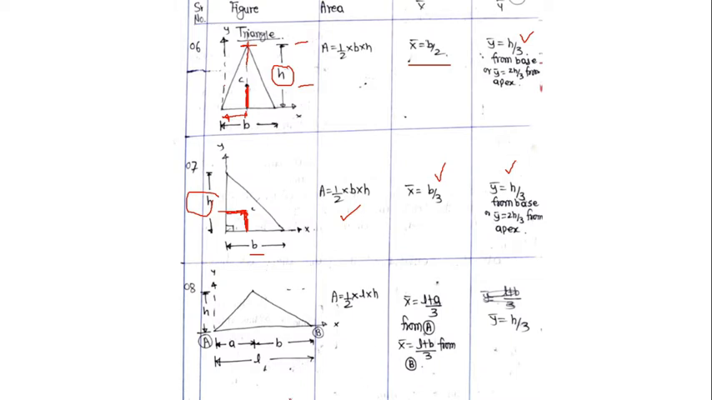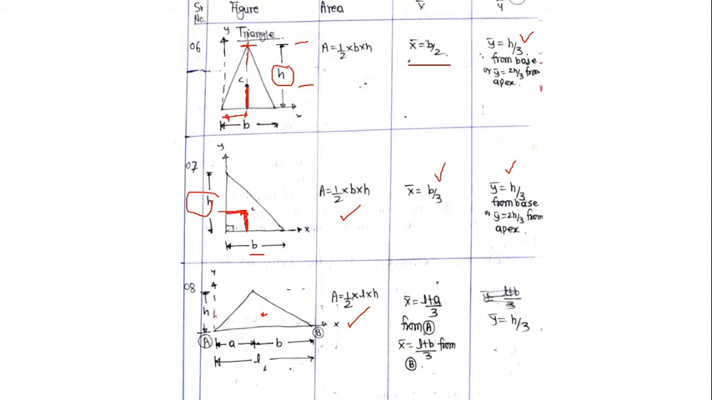The third figure is a triangle which is unsymmetrical. Its base is equal to L and this is the apex point. This distance is equal to A, this is equal to B. Area is equal to 1/2 base into height, so this formula is known to us. Now, suppose the centroid is somewhere here, I will mark the centroid.